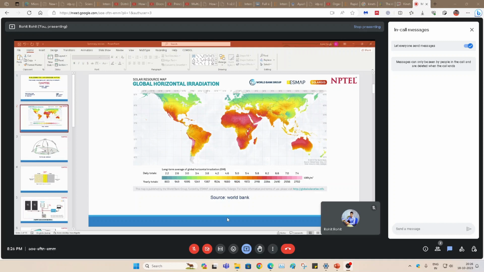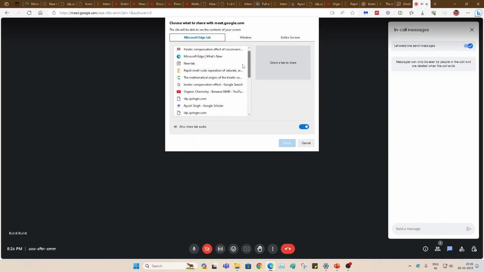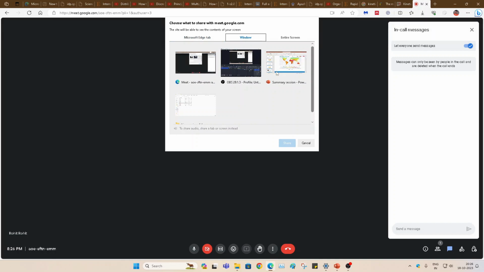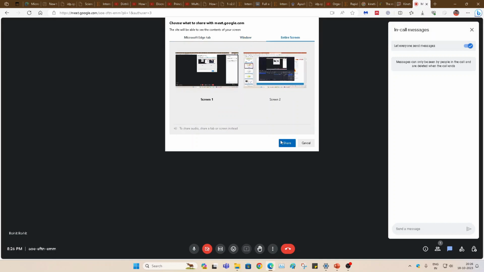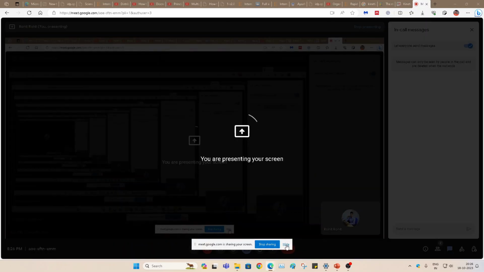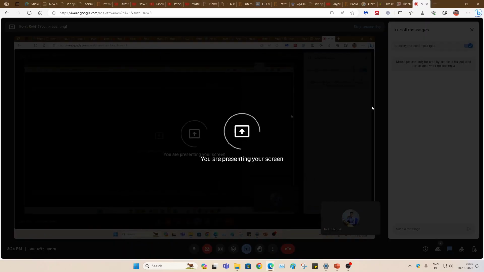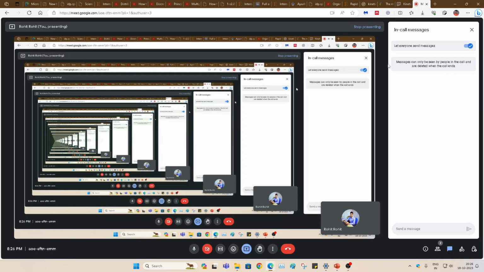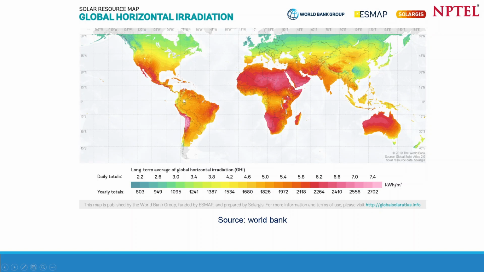So, okay, friends. Now we'll discuss some concepts related to the solar radiation map and global horizontal radiation, etc. Let me share my slides. Okay, so this is the solar radiation map, global horizontal radiation.